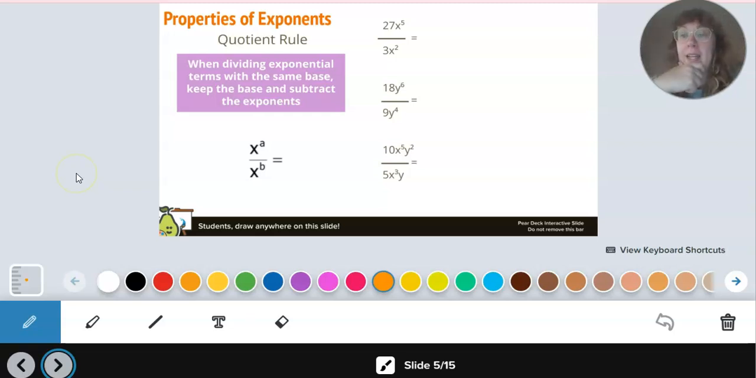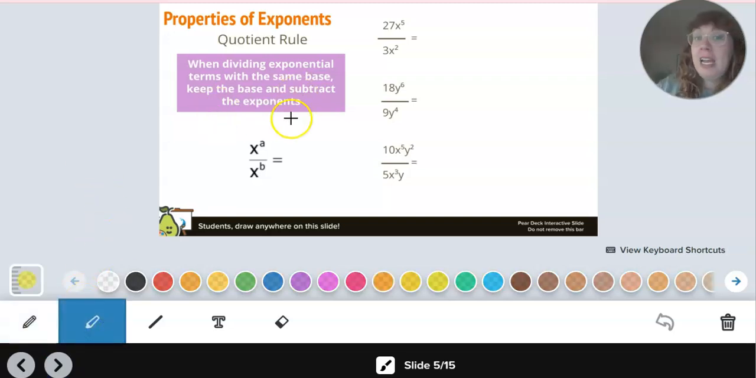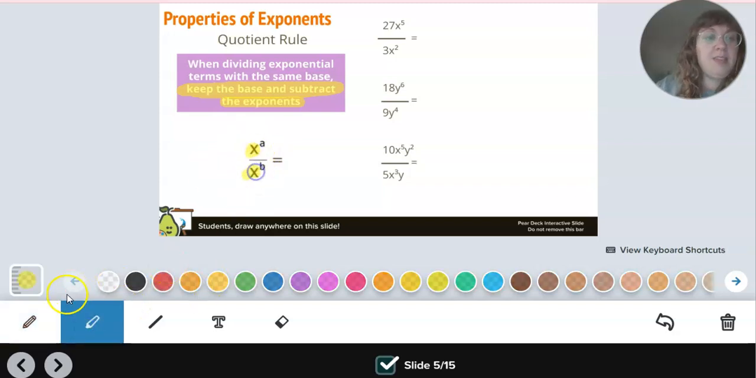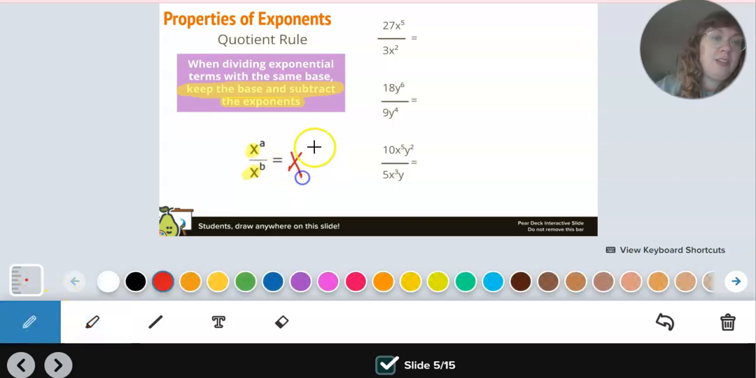So when we're multiplying, we add the exponents. When dividing exponential terms with the same base, keep the base and subtract the exponents. And I'll show you why in the example up top here. x to the a over x to the b. The bases are the same. They're both an x. So this becomes x to the a minus b. We just subtract the exponents.